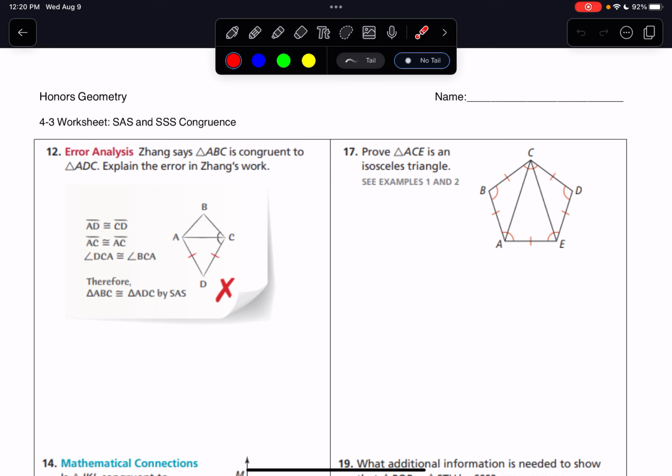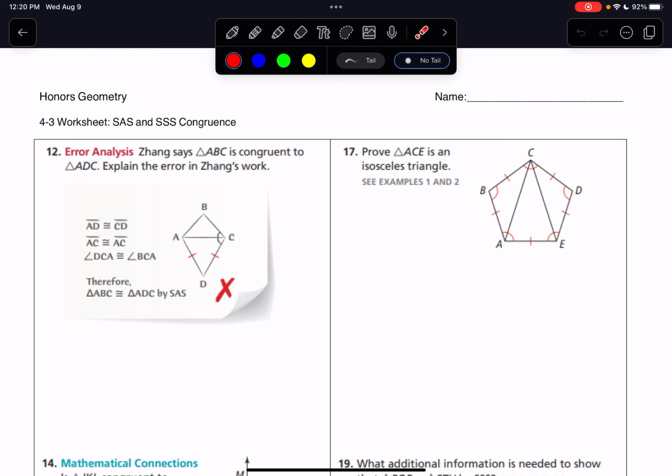So he says AD is congruent to CD, which obviously is true based on the diagram. AC is congruent to itself, totally fine. And DCA is congruent to BCA. So DCA is right here, BCA is right here. Those are also congruent. Therefore, triangle ABC is congruent to triangle ADC by side, angle, side.